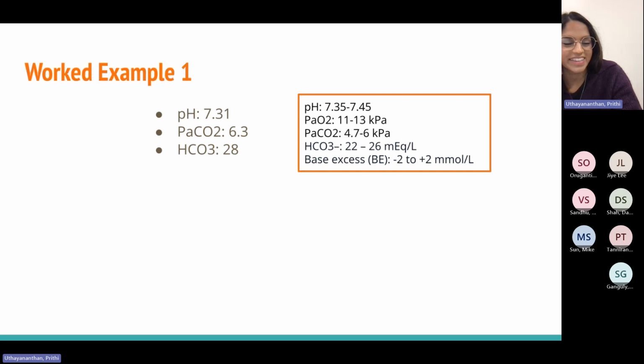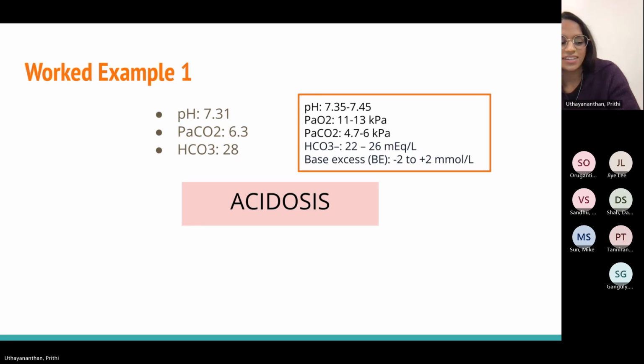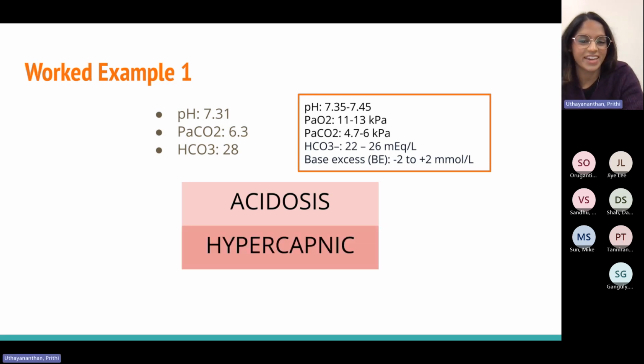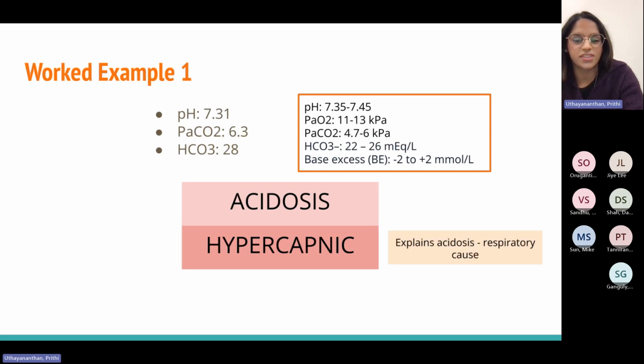Yeah, so it's acidotic. And what about the CO2? High, low, normal? Okay, so it's high, so it's hypercapnic. And so this explains the acidosis, because there's a respiratory cause. High CO2 retained in the blood causes acidosis.